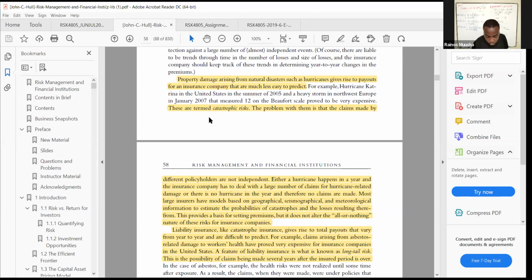The catastrophic risk is going to be from the property insurance side, and the liability side is where you find the long tail risk. So you get your answer from page 57 going on to 58 of the textbook. Are there any questions there?